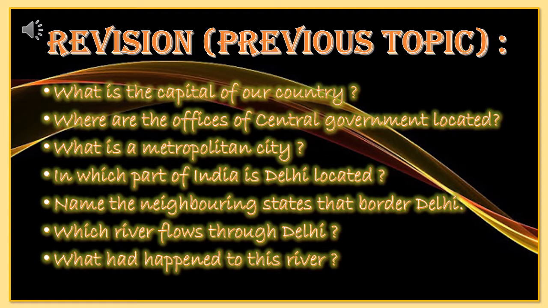Which river flows through Delhi? We all know that Delhi is situated on the banks of river Yamuna. So the answer for this question is river Yamuna. What has happened to this river? We all know day by day river Yamuna is getting polluted. It is one of the most polluted rivers in our country. So the answer for this question is Yamuna is getting polluted day by day. I hope you are clear with the previously learned topics.